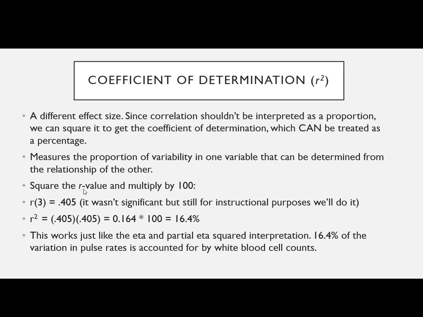So you square the R value and multiply it by 100. So here it wasn't significant, and again, it doesn't make sense to report an effect size when you don't have significant findings. But if you wanted to know what's the proportion of variability in one variable that's explained by the other variable, you would square it. And so you could see that 16.4% of the variability in red blood cell counts is accounted for by pulse rates. I'd say it works just like the eta and partial eta squared interpretation.